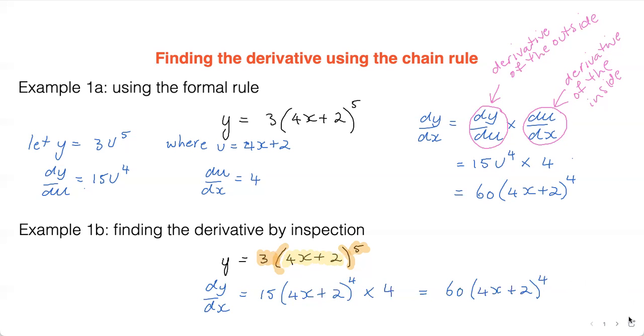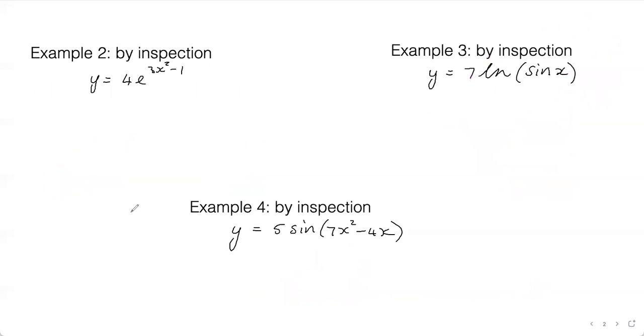So what I'm going to do now is take you through some examples of that using different functions, and just showing you how we identify the inside and the outside, and how we can just do this differentiating by inspection. So have a look at this next example. We've got y equals 4e to the 3x squared minus 1. So here we have this 3x squared minus 1 is sitting inside the 4e. You can sort of think of that being the outside function.